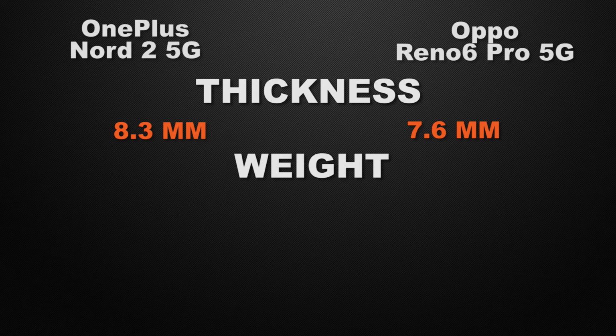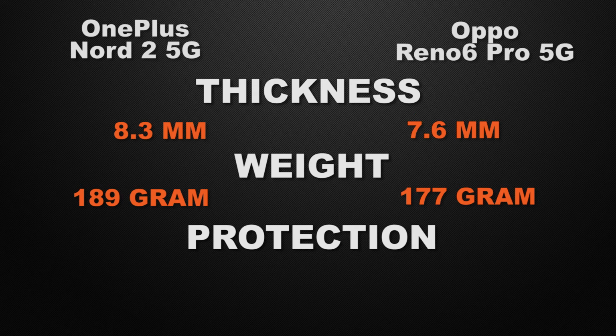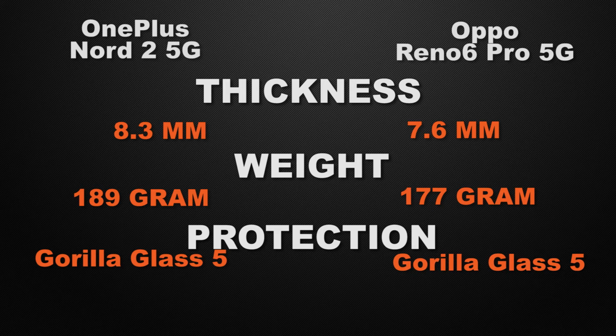Talking about the weight of the devices, Nord 2 comes with 189 grams of weight, whereas Reno 6 Pro is 177 grams. So the winner here is Reno 6 Pro because it has a lighter body. And about the protective glass of the devices, Nord 2 has Gorilla Glass 5, whereas Reno 6 Pro has Gorilla Glass 5. So it's a tie because both devices have the same generation of glass.